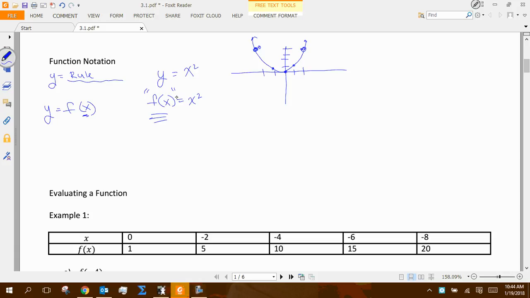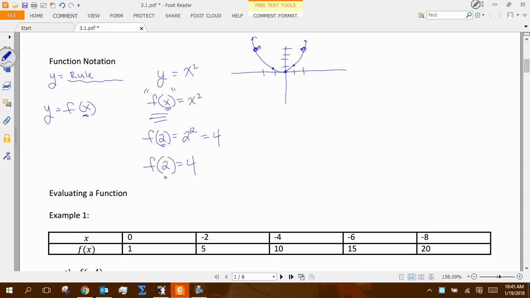This is saying that this rule is a function, meaning, because we're using f of x, we already know that for any x value that I plug in, I'm only going to get one y value back. So for instance, if I take f of 2, with f of x equal to x squared, everywhere I see an x, I'm going to replace it with that 2. So I replace x squared with 2 squared, and that gives me 4. So with an input of 2, we get an output of 4.